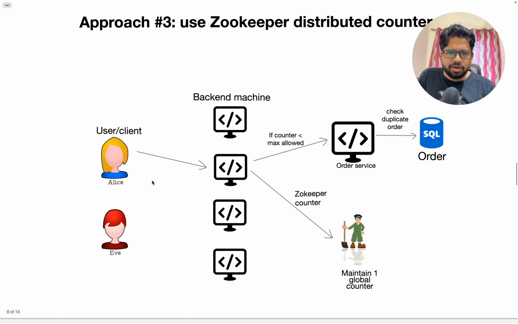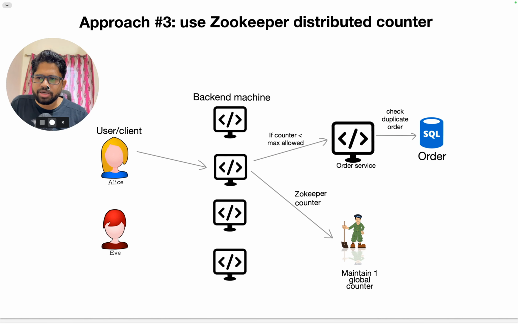Now I'll cover the third one, and I found that this one is very helpful and it will pretty much solve for all the cases. And that is using Zookeeper distributed counter. Now, if you are not aware of Zookeeper, I'm sure you have heard about it because I have been having conversations with multiple engineers, and what I found was that most of them have used Zookeeper in one way or the other.